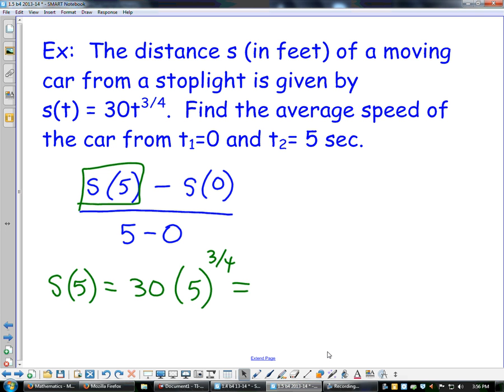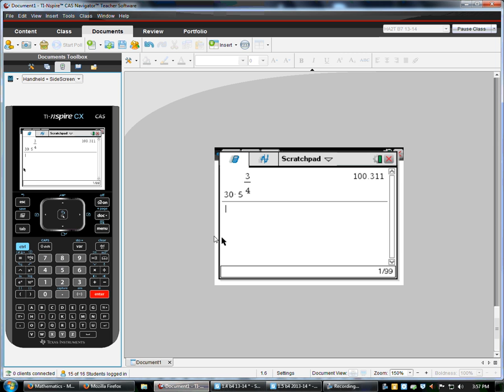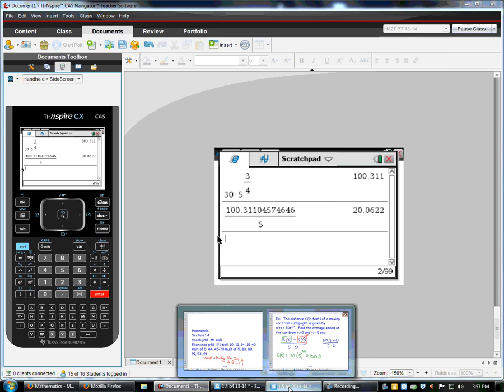So if that's 100.3, and then I want s of 0, which we already said is 0. So this part right here is equal to 0. So I get 100.3 minus 0 over 5 minus 0. And so that's going to be right about 20, I think. If I do that answer and I divide that by 5, yeah, I get about 20.06, something like that.